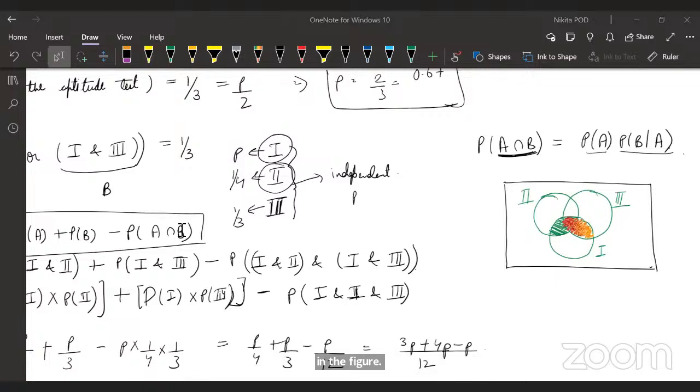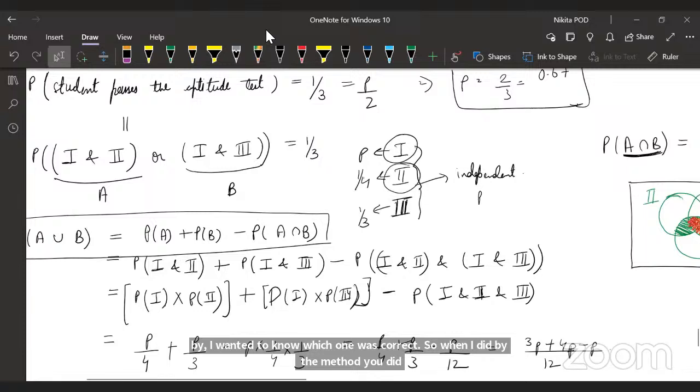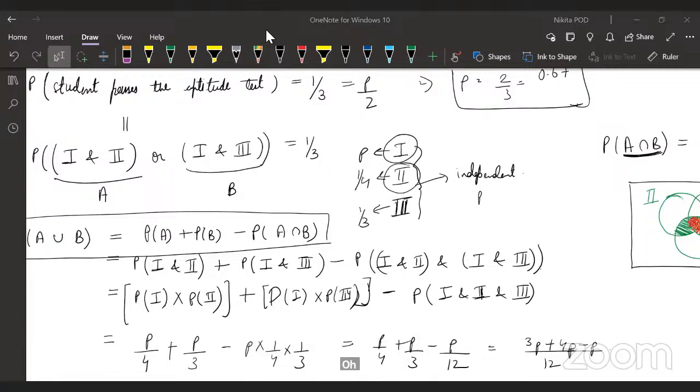Ma'am, yes, I actually solved this question by two methods. I wanted to know which one was correct. One I did by the method you did, the usage of that formula, P of A union B. The exact same thing you did, right? Yeah, I did that one also, but I initially did one thing which was very short and quick. That's why I was able to do it one time. I don't know why I didn't get the answer by this first method. I usually get it in these types of questions.